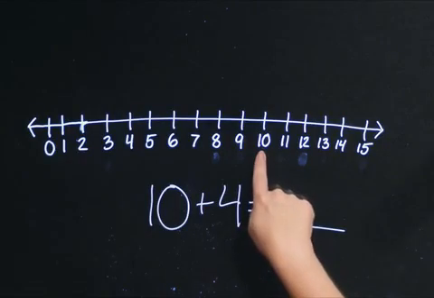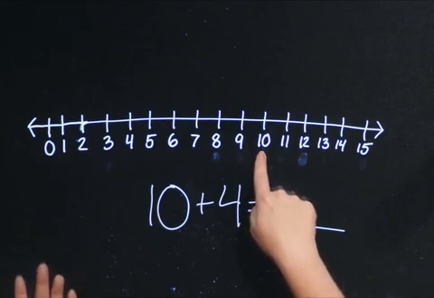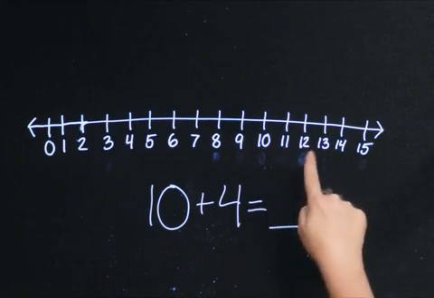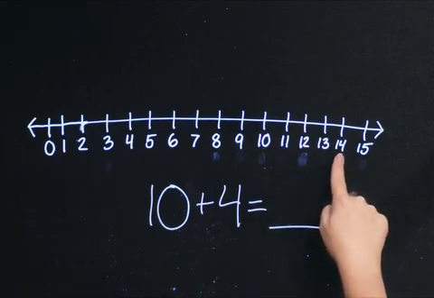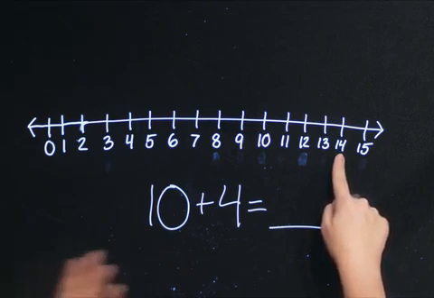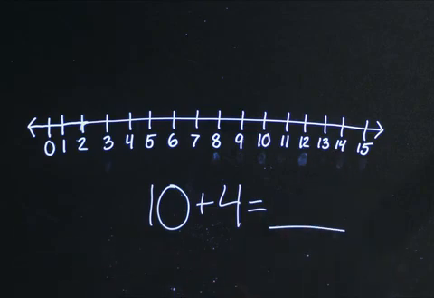Well, 10 would be the bigger number, so that must be where I start. I know that I start with that bigger number because it makes it easier to count on later. So let's start at 10, and then I'm going to count 4 more because my problem is 10 plus 4. So here I'm at 10, 1, 2, 3, 4. Well, 10 plus 4 must be 14 because that's where I landed when I had 10 and counted 4 more.